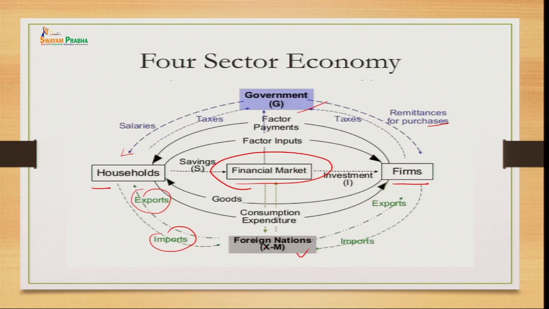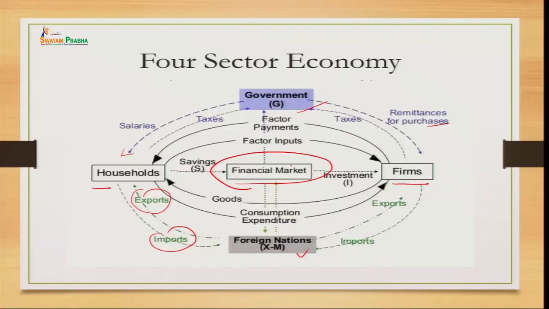Getting something from a foreign nation is import, and sending something is export, right? In the same way, firms also interact through import and export with the foreign nation. The government also interacts with the financial market. Household people keep their savings in the financial market. We can also buy government bonds and government shares, right?